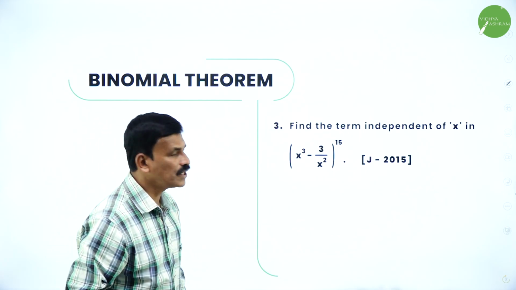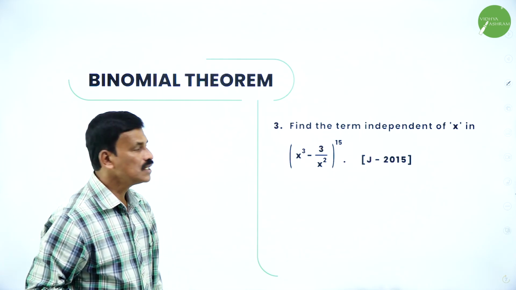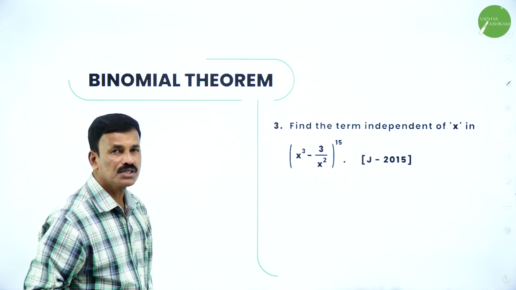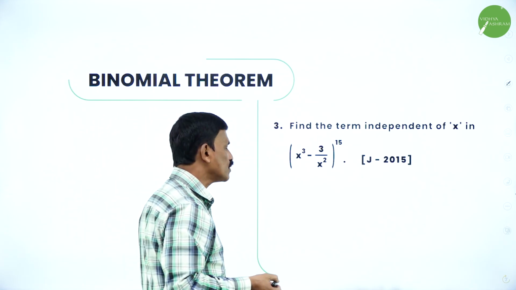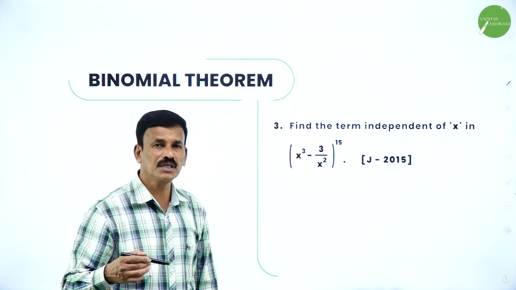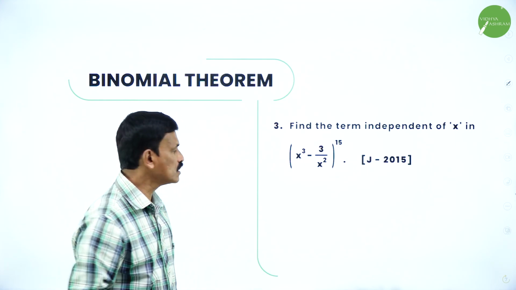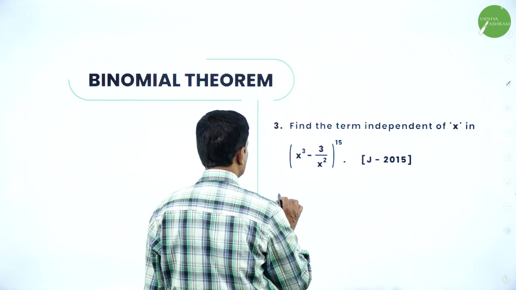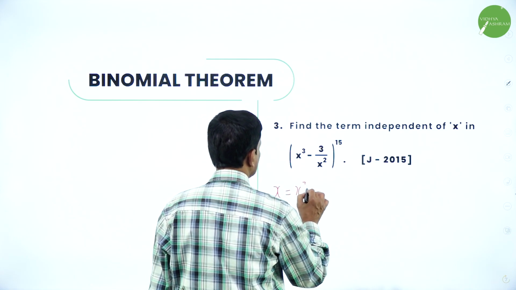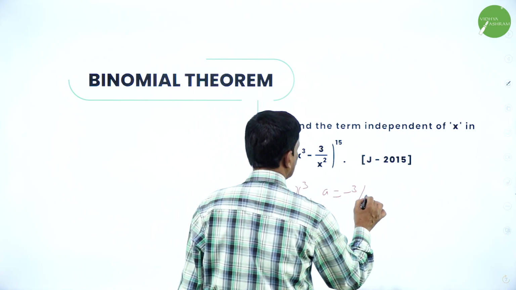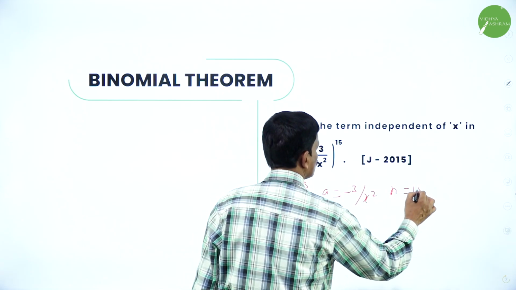Find the term independent of x in the expansion of x cube minus 3 by x square whole raised to 15. Same as that of the previous problem. For the independent or constant term, equate the power of x to 0. That's it. Now comparing with the standard equation, x is equal to x cube and a is equal to minus 3 by x square, n is equal to 15.